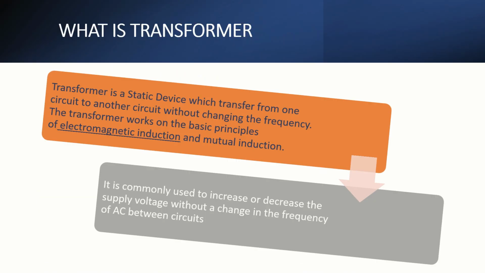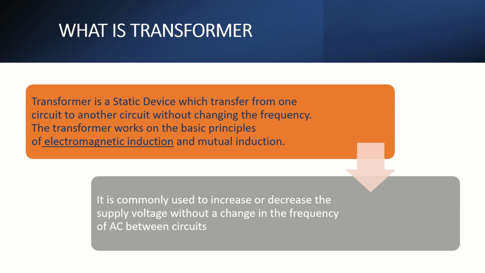What is transformer? So transformer is a static device which transfers power from one circuit to another circuit without changing the frequency. The transformer works on the basic principle of electromagnetic induction and mutual induction. It's commonly used to increase or decrease the supply voltage without a change in frequency of AC between circuits.